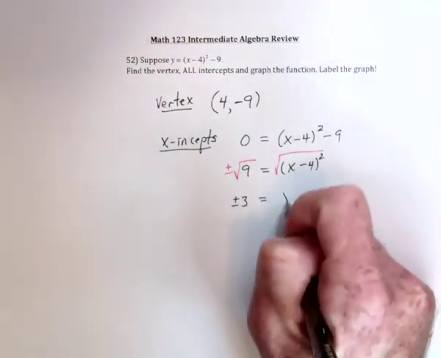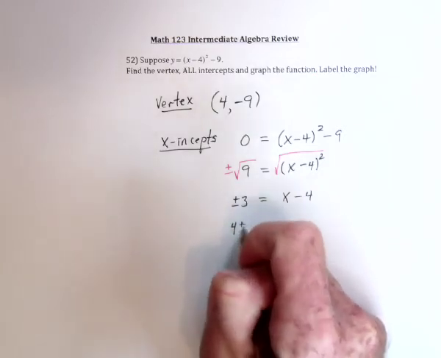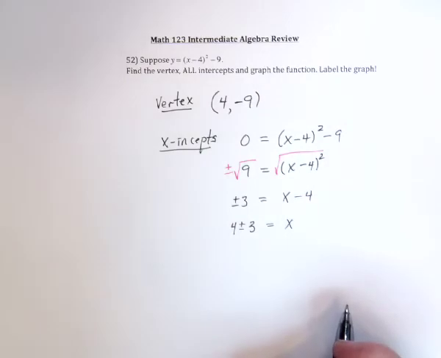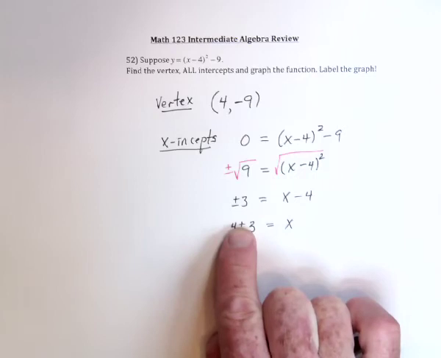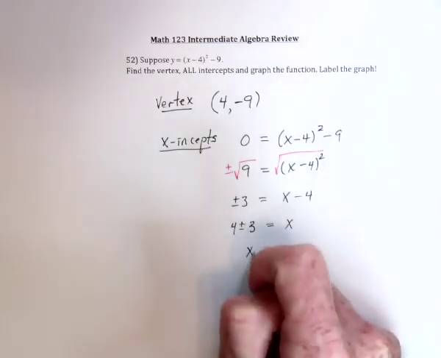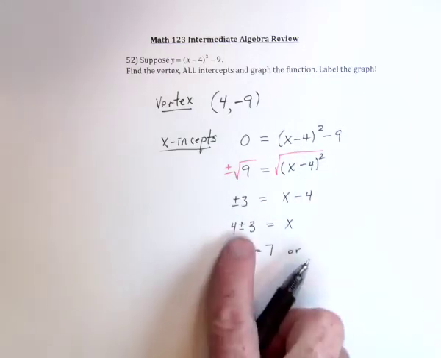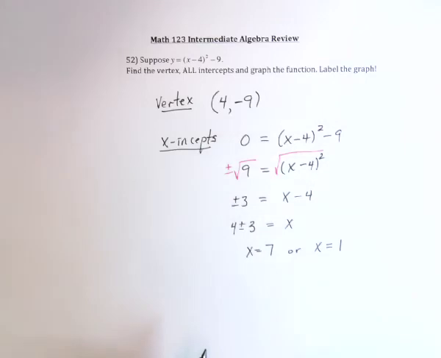And then over on this side, it's just x minus 4. So the last thing to do is add 4 to both sides. We'd have 4 added to this side. So it's 4 plus or minus 3. Well, 4 plus 3, that's going to be 7. X equals 7. Or if you do 4 minus 3, that's a 1. X equals 1. All right, those are the x-intercepts.